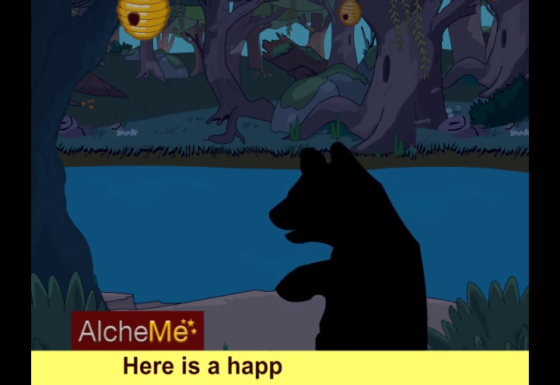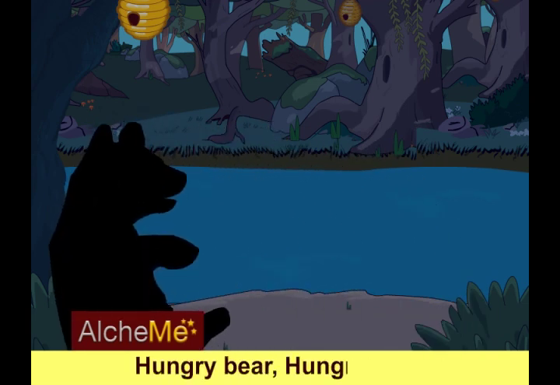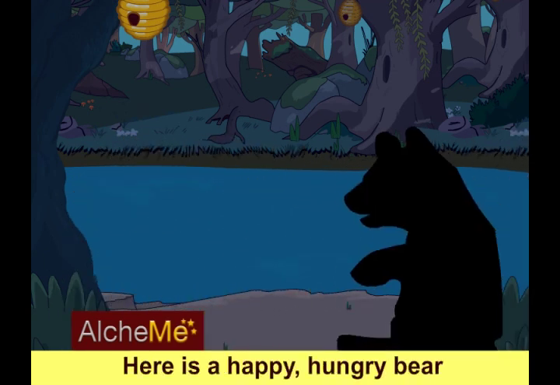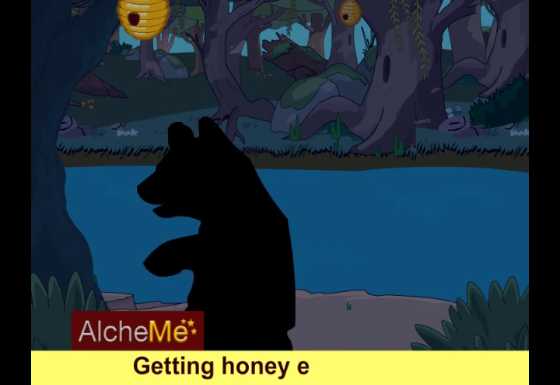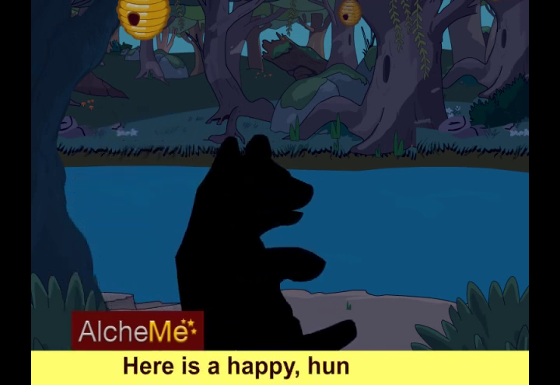Here is a happy hungry bear, hungry bear, hungry bear. Here is a happy hungry bear, getting honey everywhere. Here is a happy hungry bear.